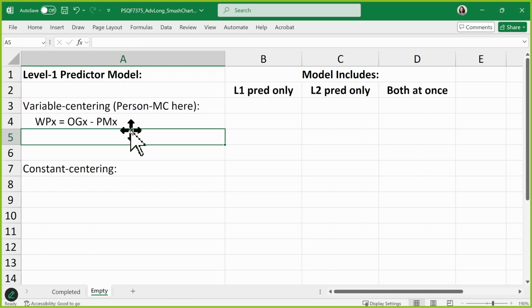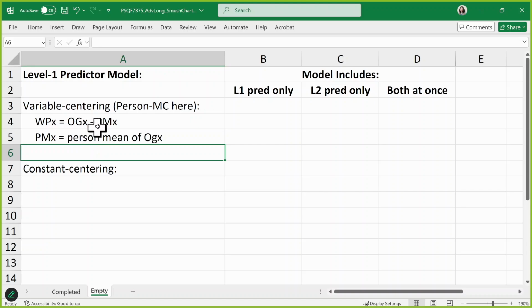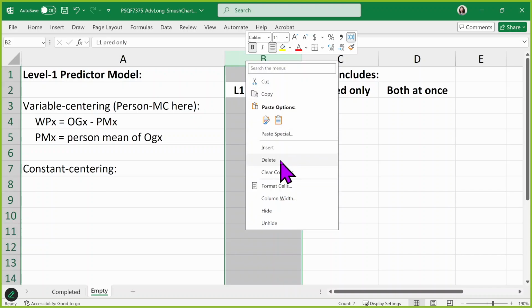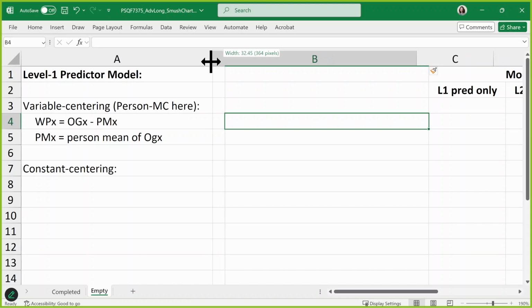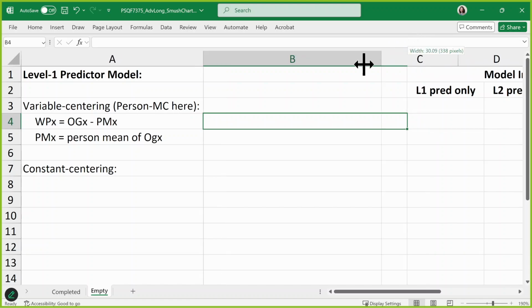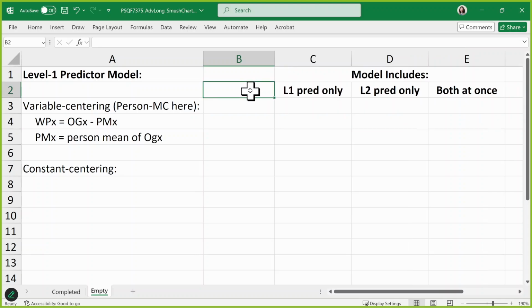And then at level 2, if I have person mean X, that would be just the person mean of OGX, like that. So trying to define at level 2 what this variable actually means. In terms of the information that these variables contain, would you say that this one, within person X, has level 1, level 2, or both in terms of what then results for this within person variable?